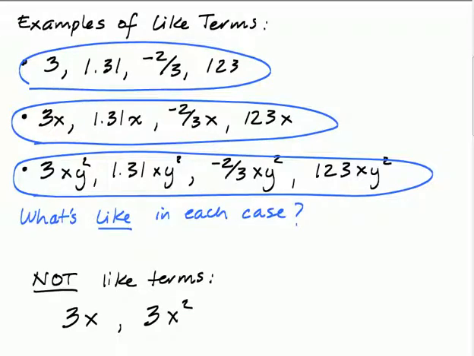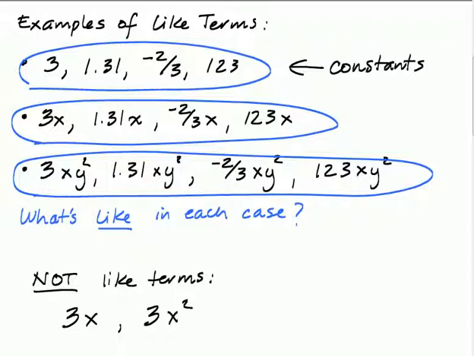Okay, so examples of like terms. Let's just take a look at some examples. I've got 3 different families of like terms. In the first case, 3, 1.31, negative 2/3, 123. What makes those all alike? Yeah, those are all constants. So that's pretty obvious that those are all going to be like terms.